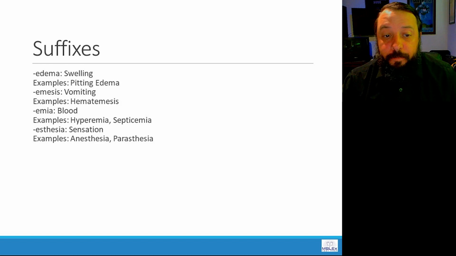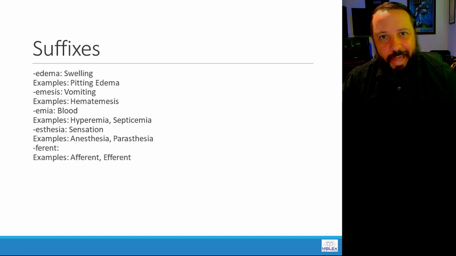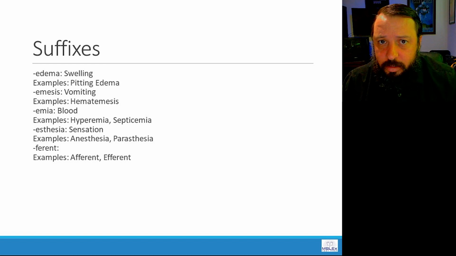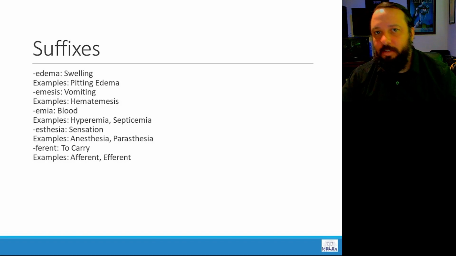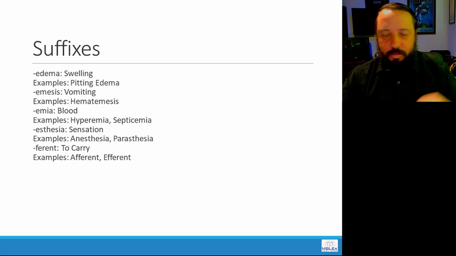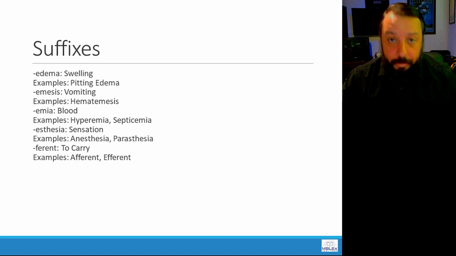Anyway, moving on. Afferent, like afferent or efferent. Okay, so we talked about af means moving towards a center, right? And ef means moving away from a center. All afferent means is to carry. So an afferent impulse carries a sensation towards a center. That information goes towards a center, is carried towards the center. An efferent impulse is carried away from a center. That's essentially it. So afferent, efferent, to carry.